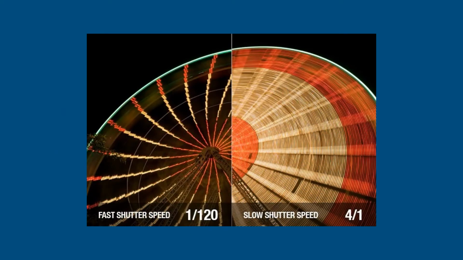You can see here that a faster shutter speed freezes the Ferris wheel, while the slower shutter speed makes the lights on the Ferris wheel drag around the frame, conveying motion.